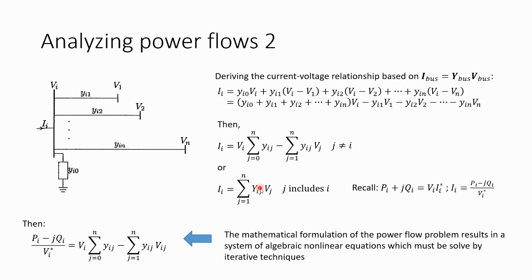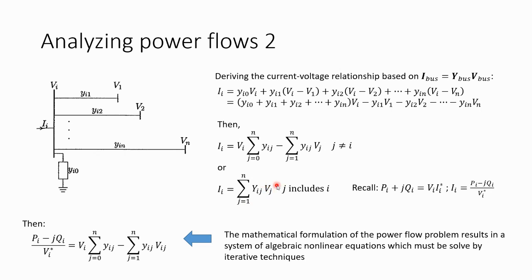So when you have Yii, from our earlier video we showed that Yii is the self-admittance, and self-admittance is a summation of all the admittances that are connected to the bus i itself, such as this one. All the admittances connected to bus i. Admittance of this, plus this, plus this, and plus this. So, in short, this line of equation is reduced into the summation form, which can be further reduced into this most compact manner.